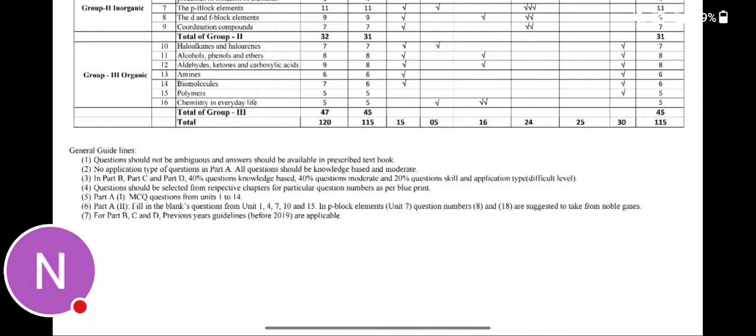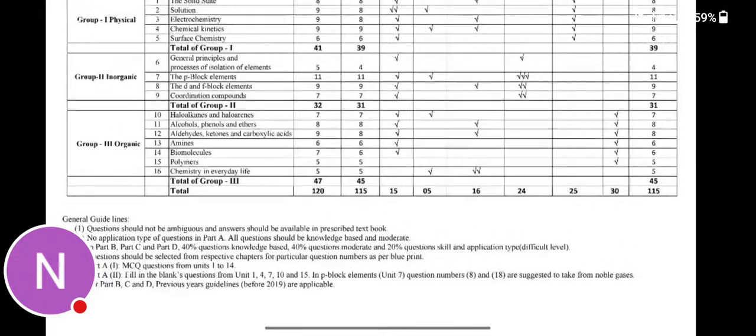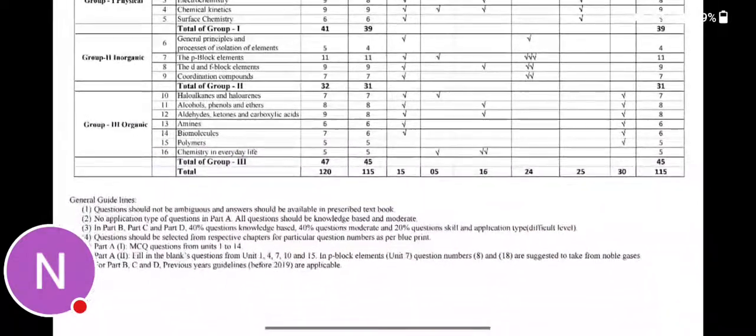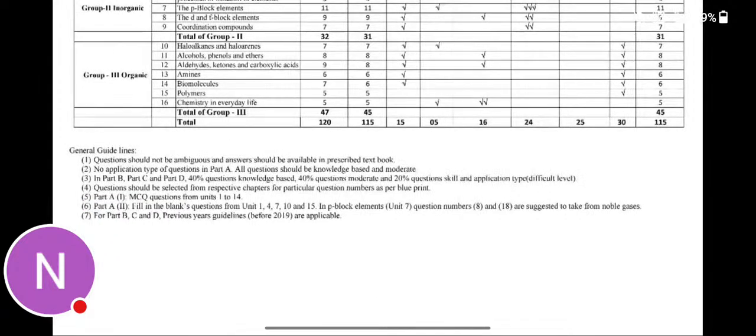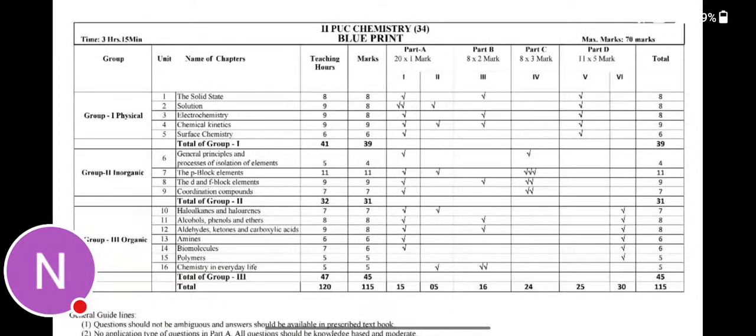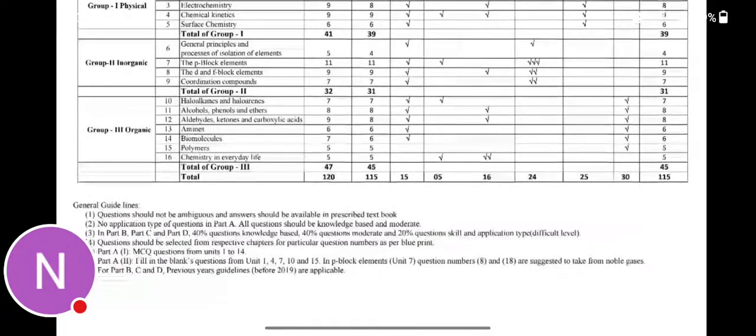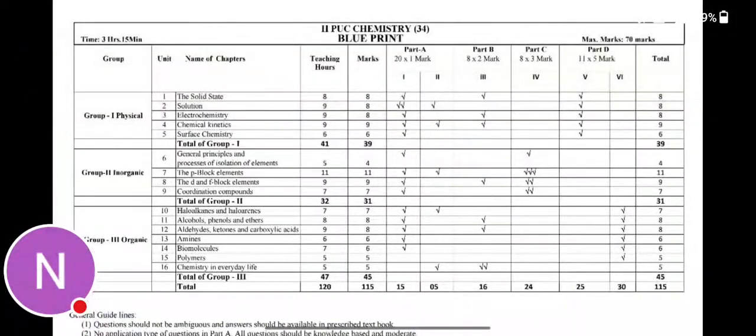And questions should be selected from the respective chapters for a particular question number, and you should write the question number correctly. And part A first main is for MCQ 1 to 14, and part A second main is the fill in the blanks. Okay. And for part B, C, D the previous year guidelines, that is for 2 marks, 3 marks and 5 marks, as I said, that is answer the following only. So this was the blueprint of chemistry.